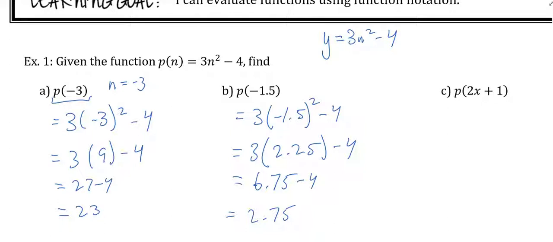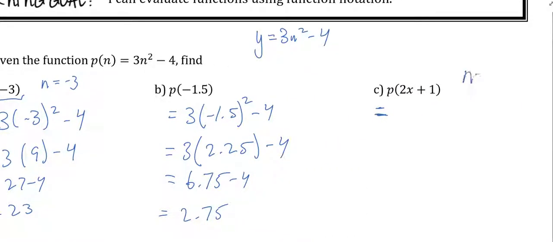Here's something that's a little different. What does it mean when there's an expression in there? Well, remember what I said. It's telling us what n equals. So this is saying n equals 2x plus 1. And I sub that in for n. Okay, so if n is 2x plus 1, I put 2x plus 1 in place of n everywhere that n is. There's only one n in this one. So 2x plus 1, I sub it in for n.